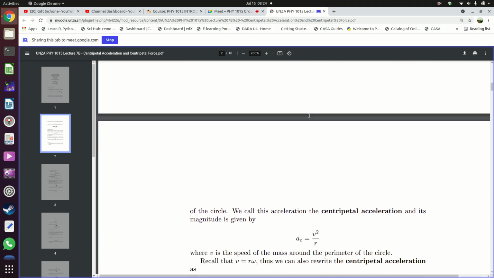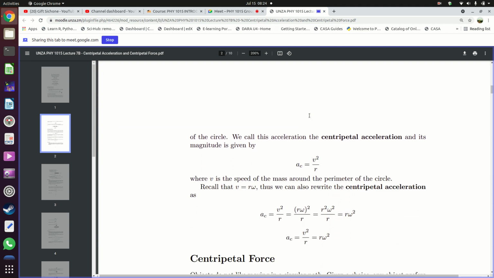The centripetal acceleration, most of the time, the object is accelerating towards the center of the circle. The object is always trying to get towards the center of the circle, most of the time. So the centripetal acceleration most of the time is directed towards the center of the circle. Sometimes it's not, but most of the time it's directed towards the center of the circle.